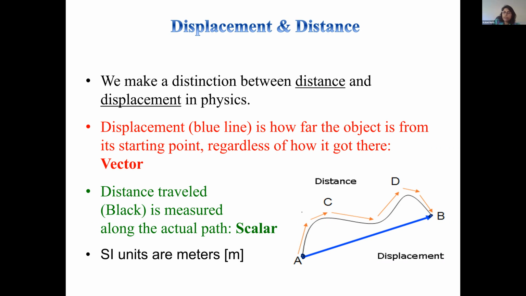But if you travel to C and D and come back to B, we call that the distance, right? Simple example, you can think of you and your dog going to take a walk. You will take the displacement, but your dog will go catch the birds and come back to you. That will be the distance, right? So displacement is a vector, distance is a scalar quantity. That's the difference between distance and displacement, although both are measured in the SI unit meters.